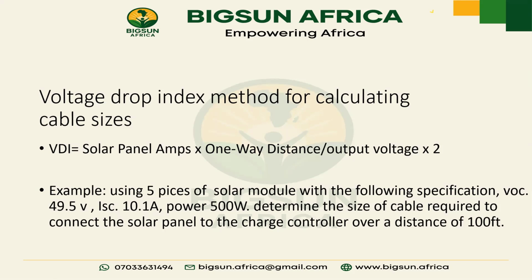Okay, so now let's take this first example. So we have 5 pieces of solar modules or solar panel with the following specification. The VOC is 49.5, the ISC is 10.1 amps, and then the power is 500 watts. So this VOC and ISC is the data sheet from a 500 watt panel.